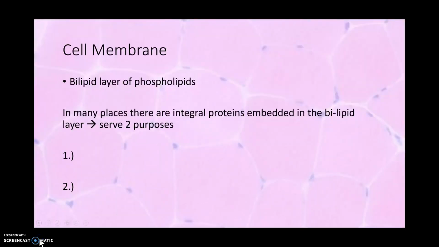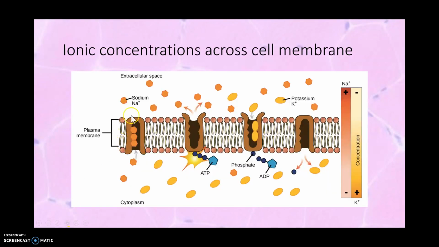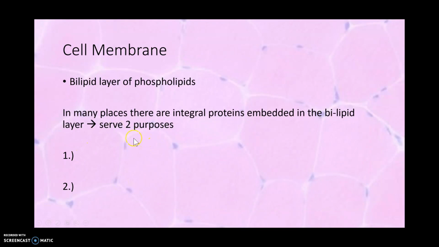Okay, so when we talk about that bilipid layer of phospholipids, in many places there are integral proteins embedded in the bilipid layer, and these serve 2 purposes. So where are these integral proteins? These are them. These brown filled channels here, these brown structures on here. Okay, these serve 2 purposes.